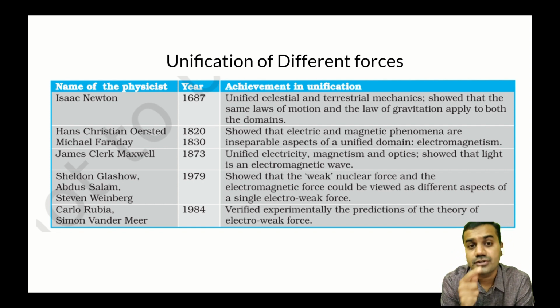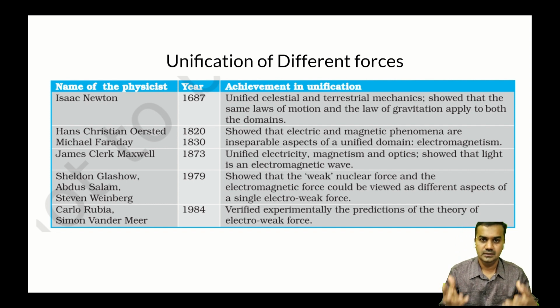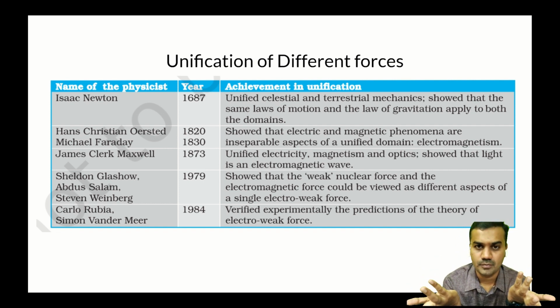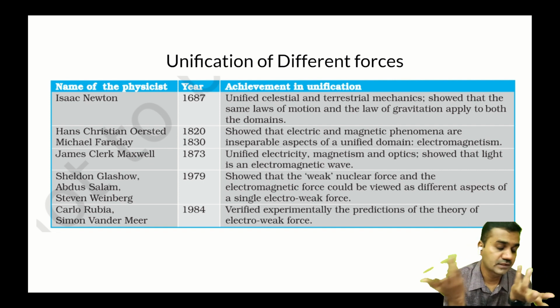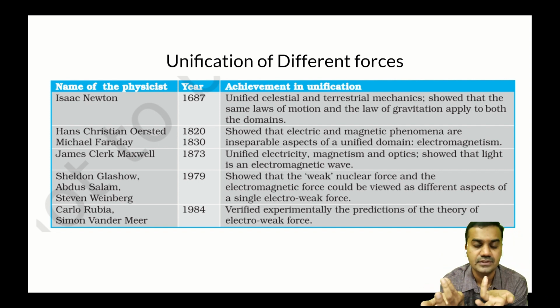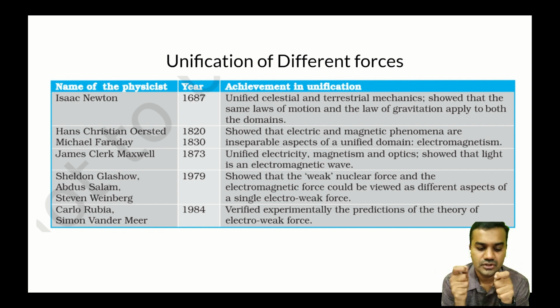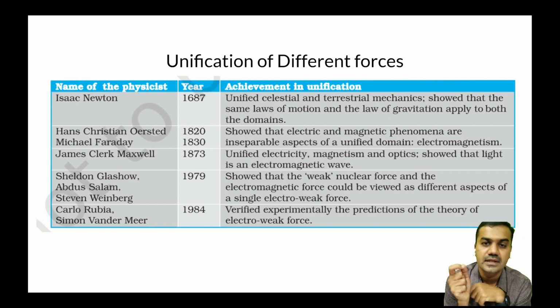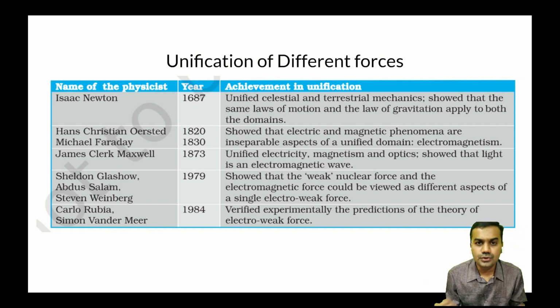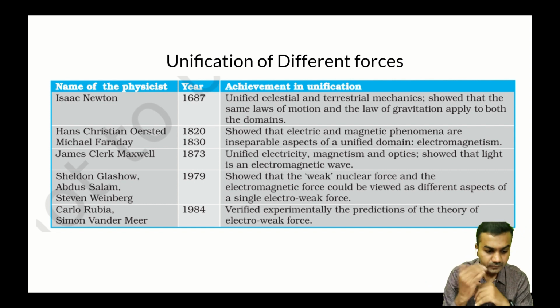Light itself contains two fields, an electric field and a magnetic field. Therefore, light itself is an electromagnetic wave. Light contains an electric field and a magnetic field. Therefore, electricity, magnetism, and light are interconnected. So, James Clerk Maxwell in 1873 unified electricity, magnetism, and optics.